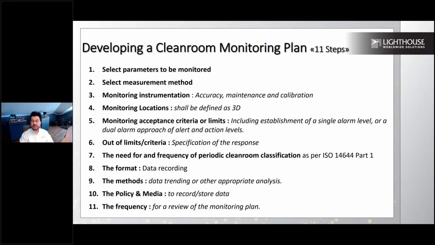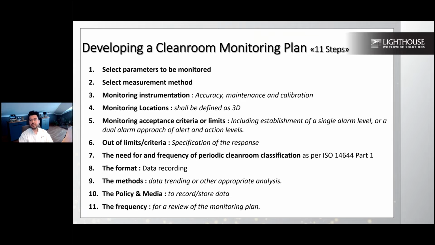And the policy and the media, where you're going to record this data, how you will be taking the recovery action if anything happens, or how you will be recording the data outside of your premises, so that if you lose your data for any reason from your server, how you will mitigate this risk from this location. So it has to be written in your monitoring plan as well.